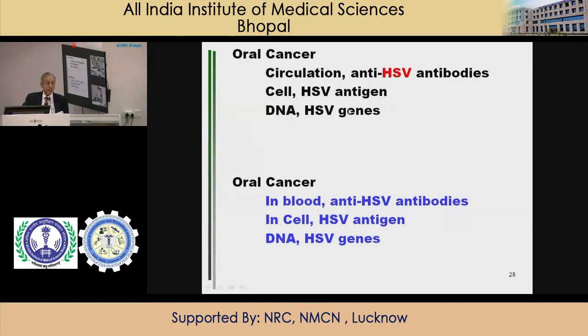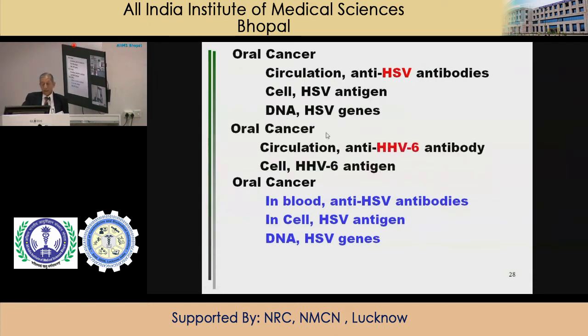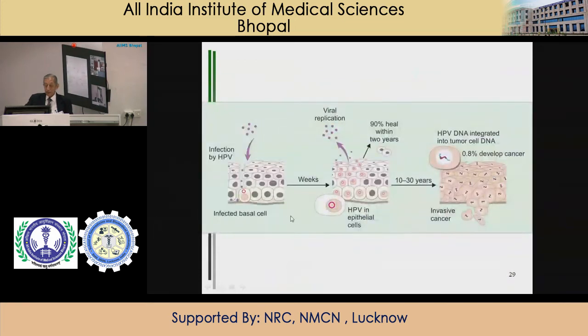And in oral cancer, HHV6 antibody is present in circulation, and antigen is present on the cell. We have also done this in cervical cancer with HPV16. HPV16 is really associated with cervical cancer. I am not going into greater detail because it is already internationally well acclaimed that the cervix is infected with HPV, and then after viral replication 90% will heal, but a very, very small quantity, 0.8%, will develop a cancer and invasive cancer, etc.